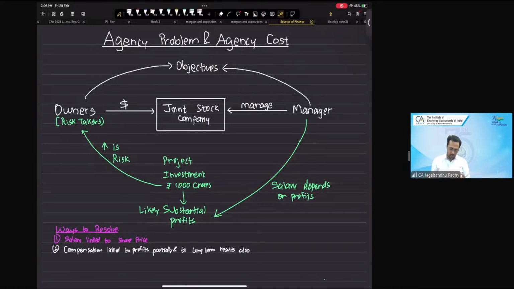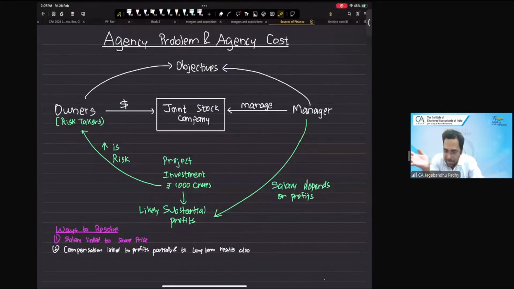Now, suppose we have a project where an investment worth 1,000 crores is to be made. As a manager, if it promises you substantial profits, you may be motivated to put money into that project, because you will say that I'm not going to lose anything because I'm anyways going to have my salary, right?